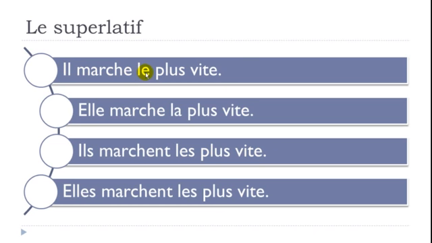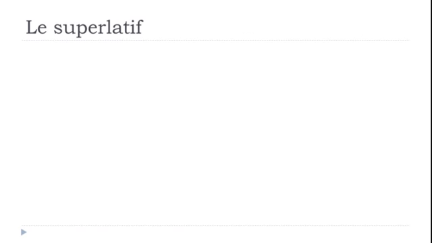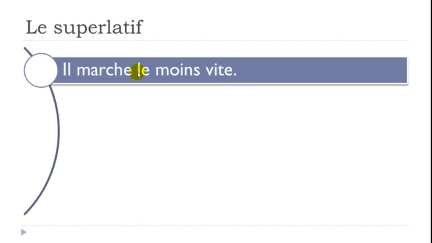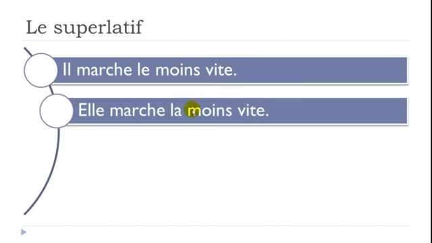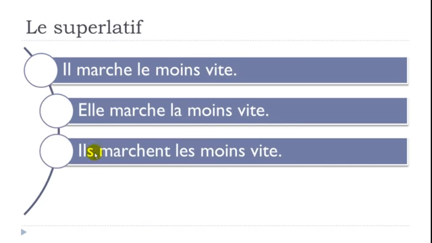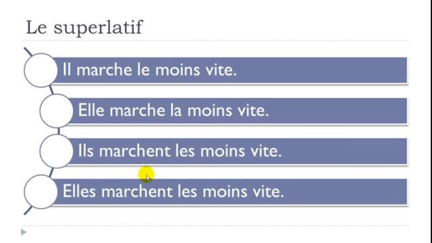So, il marche le plus vite, elle marche la plus vite, il marche les plus vite, elle marche les plus vite. Okay, so it's quite simple, and then logically, for the least, il marche le moins vite, elle marche la moins vite, il marche les moins vite, elle marche les moins vite. Alright, so exactly the same thing. Le for the masculine singular, la for the feminine singular, and then you've got les for the plural form. Moins and your adverb, and it doesn't change whether it's masculine, feminine, or plural.